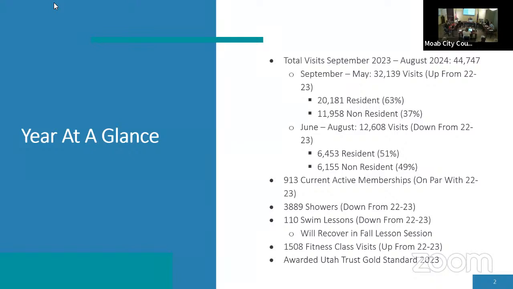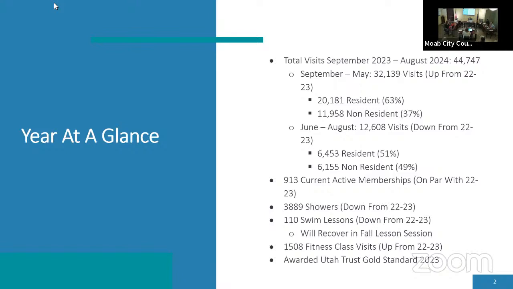We have 3,889 showers we've sold in the last year, 110 swim lessons this season. We did not host swim lessons in the month of June. We chose to take that month to certify our swim lesson program. So now we have a certified program and 7 certified instructors moving forward. So this year we only hosted swim lessons in the month of July, but the nice thing is we were able to host lessons in the evenings for working families after work hours between 5 and 7 p.m.